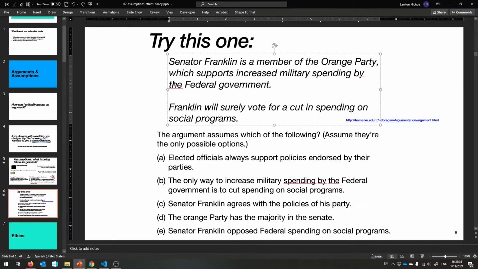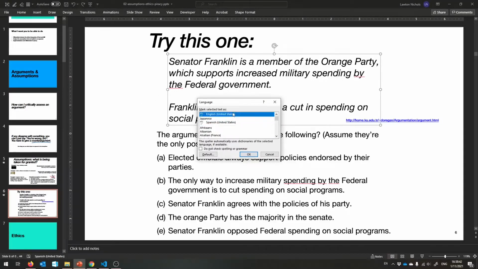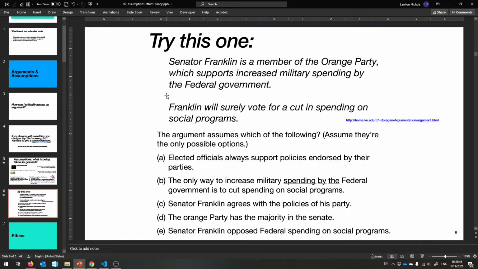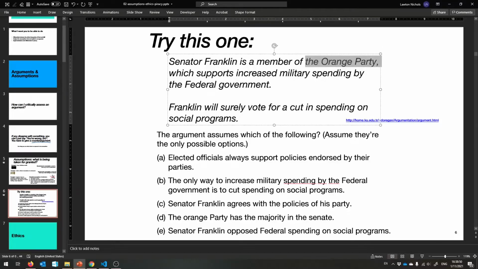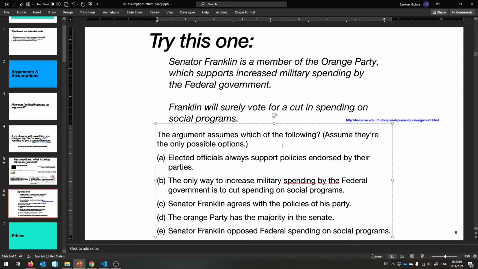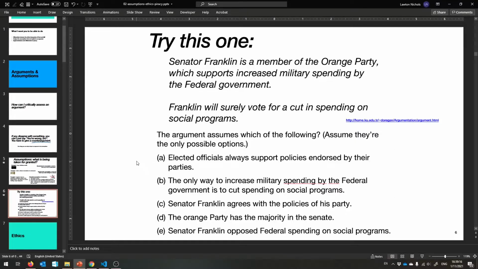That's the idea. Alright, so here's an example I want you to pause the video and think about. So, Senator Franklin is a member of the Orange Party, which supports increased military spending by the federal government. And then the next sentence, this is all one big argument, surely Franklin will vote for a cut in spending on social programs. Okay, so take a second and figure out which is the best option in this case. Which assumption is this argument making? And assume that these are the only possible options, A through E. Okay, so take a second to think about that.